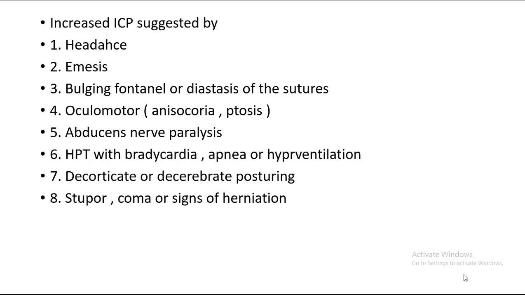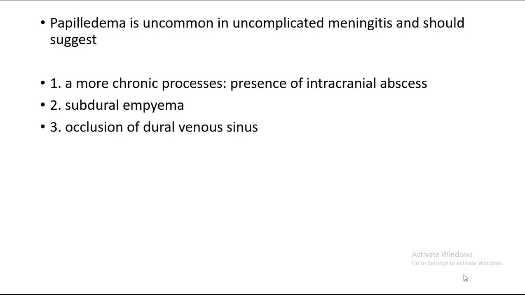Signs like bradycardia, apnea or hyperventilation, hypertension. This triad is called Cushing triad, and it is one of the terminal signs, or the signs that indicate terminal stages of increased intracranial pressure. Decorticate, decerebrate posturing, again, terminal features or terminal stages, and stupor, coma, or signs of herniation.